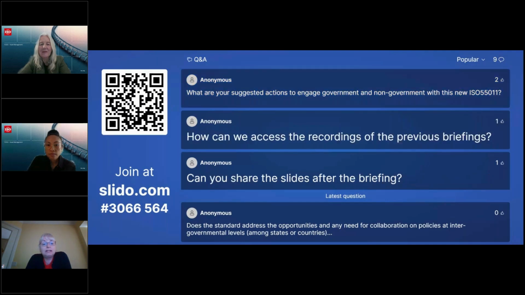So the next one is, what are your suggested actions to engage with government and non-government agencies on this new ISO 55000? I think what people may be trying to get to is, is there a standard comms pack or something that people might be able to utilize to help engage on the standard? Because I think, as people might say, the standards aren't always the most accessible thing in the world to be able to put in front of somebody, as a starting point.